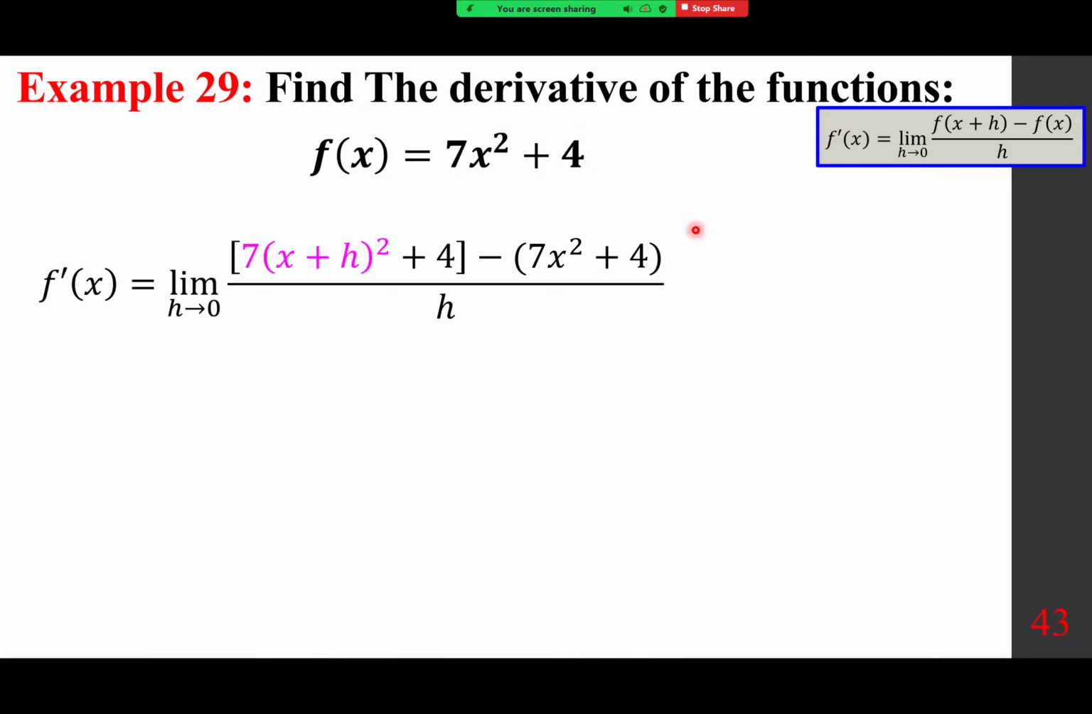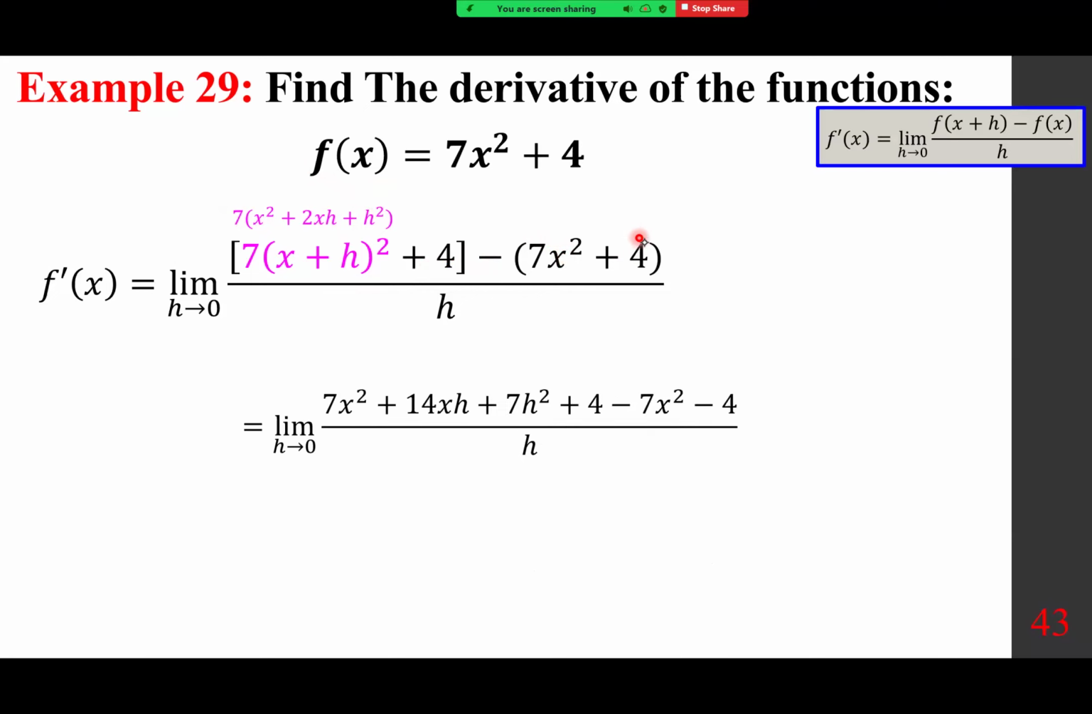Of course, x plus h quantity squared is x squared plus 2xh plus h squared. You distribute the 7. So you get 7x squared plus 14xh plus 7h squared plus 4 minus 7x squared minus 4. In other words, you just do the elementary algebra and simplify the numerator. That's all.